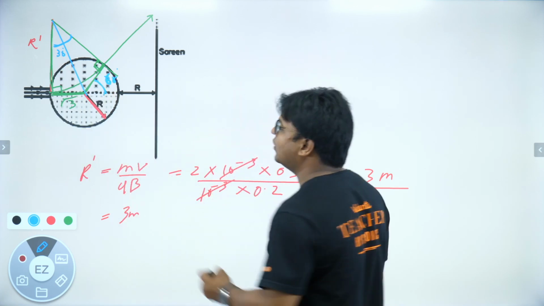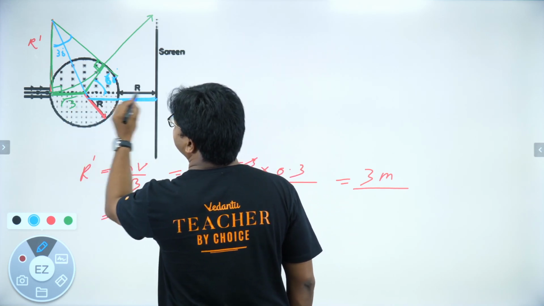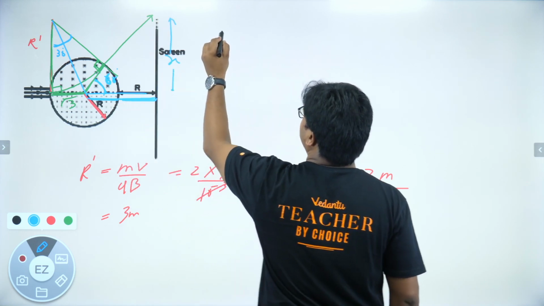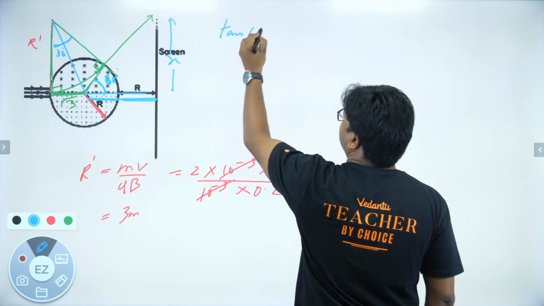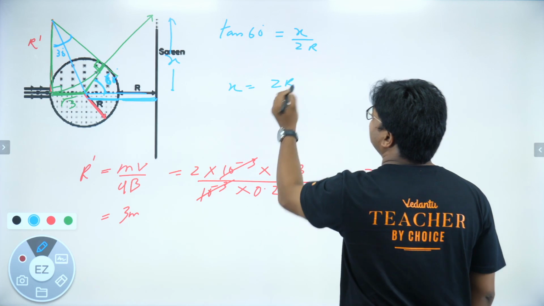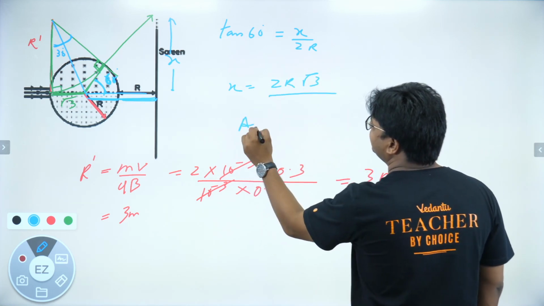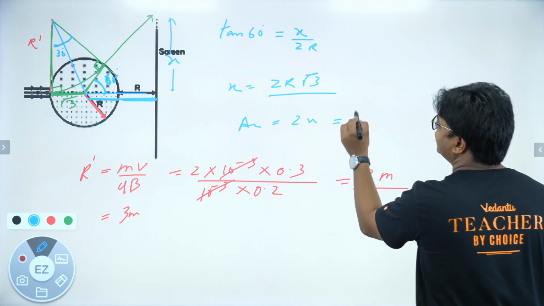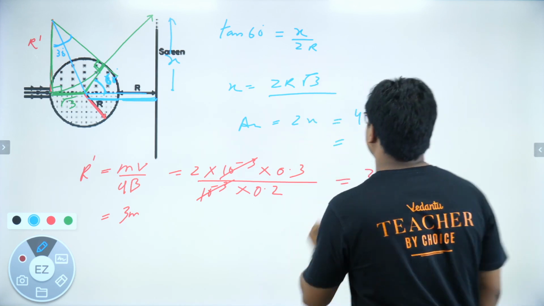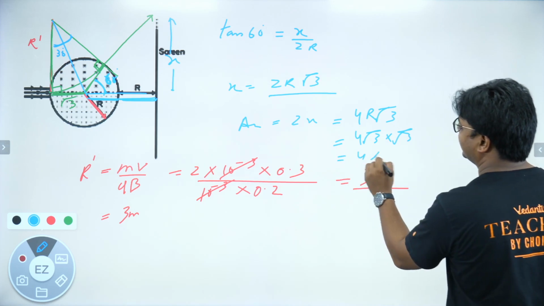Now this distance is 2r, as it is given to be r plus r, and this is 60 degree. If this length is x, then tan 60 is equal to x by 2r. So x comes out to be 2r into root 3. My answer would be double of x, so 2x, which means 4r root 3. The value of r is given to be root 3, so it becomes 4 root 3 into root 3. So 4 into 3 is the answer.